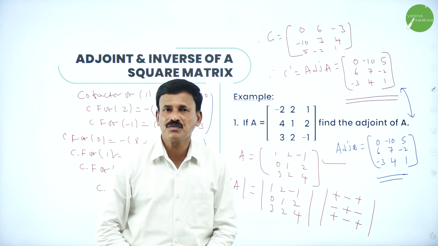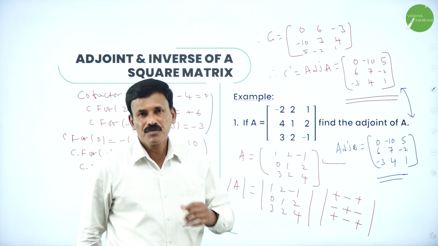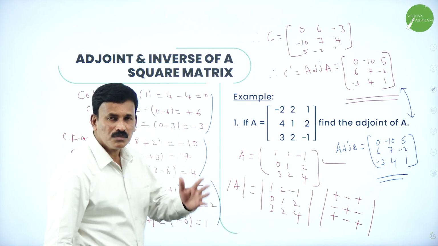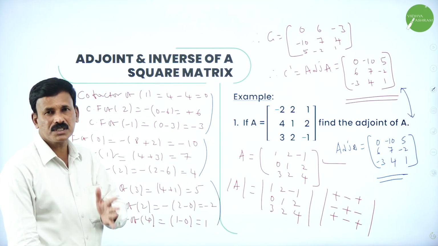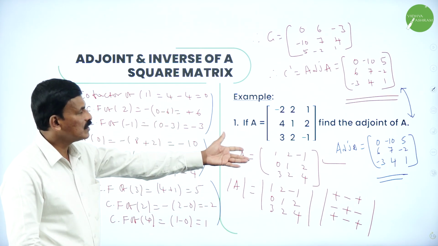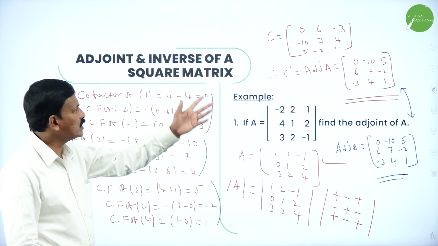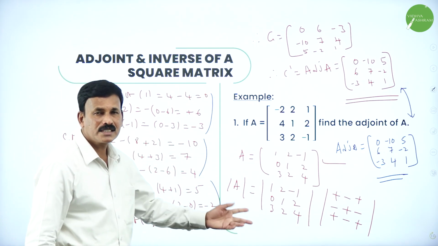So, if you want the cofactor matrix, write down the cofactors and transpose. If you want directly the adjoint, put it in the form of a column. First column, second column and third column will give the adjoint. If you put this in the form of a row, first row, second row, third row, then you will get the cofactors. So, that is the difference.